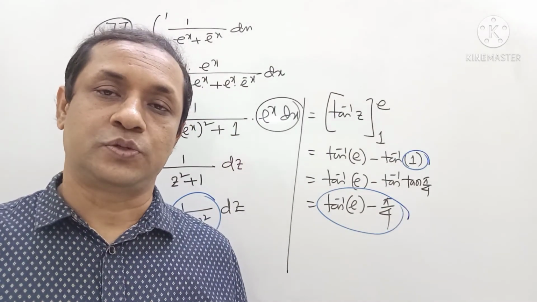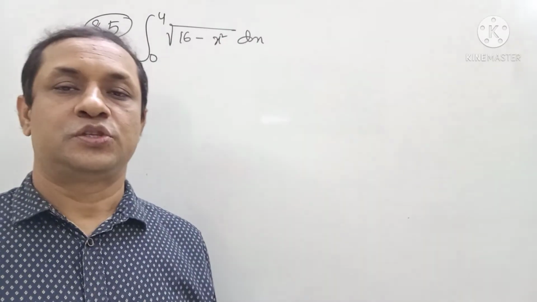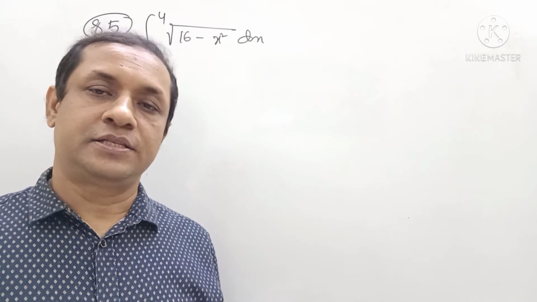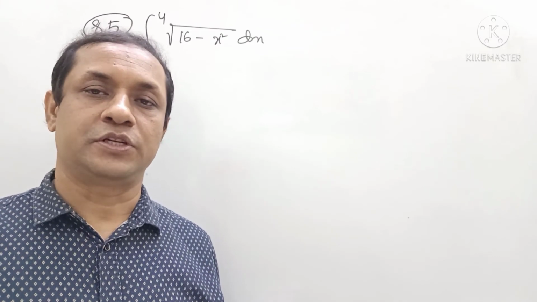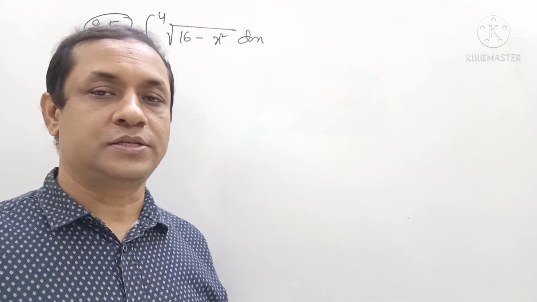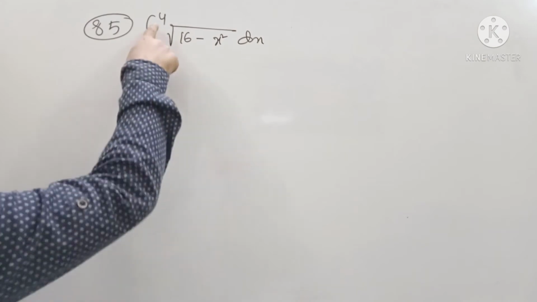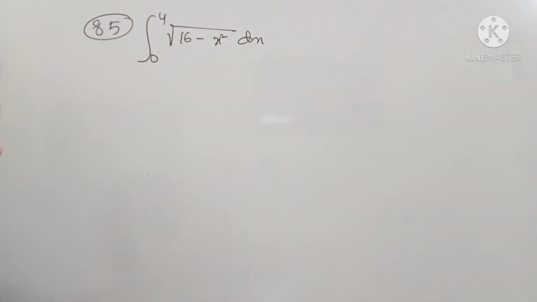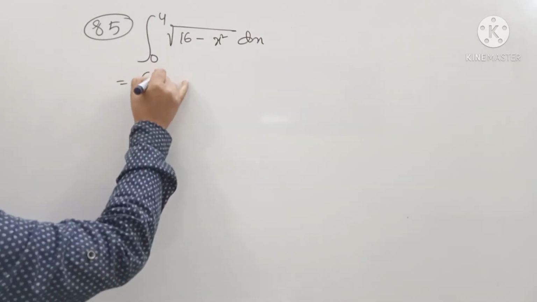I hope that, student, you are clear. Student, question number 85. It's a very important question for your examination. So attention please, student. 85: lower limit 0, upper limit 4, root over 16 minus x square dx.